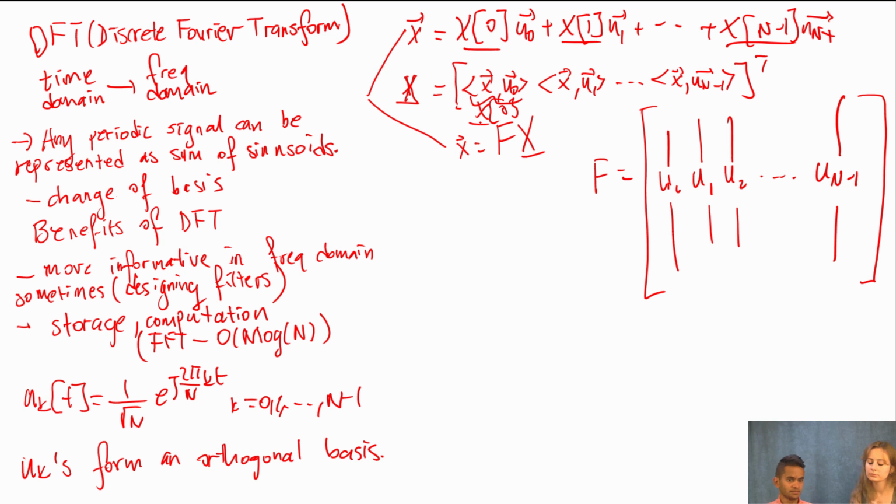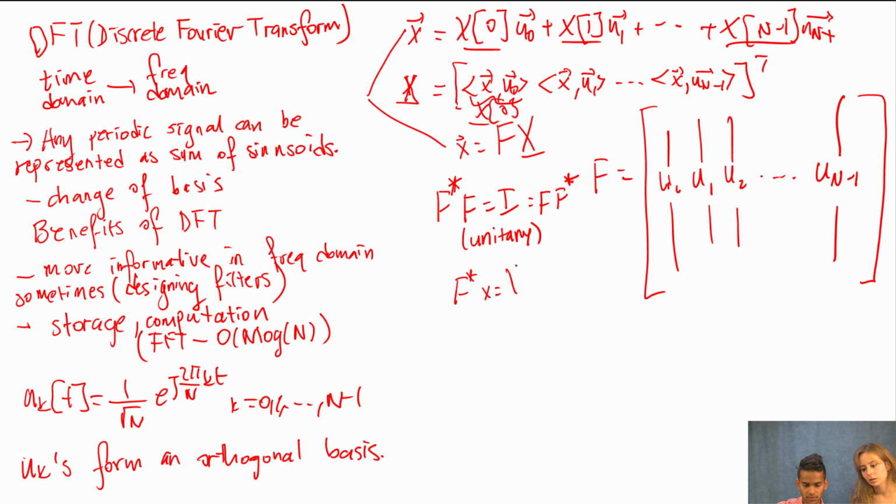Well, we just take the inverse of the F matrix. And the F matrix has this nice property, because it's an orthogonal basis, that it is unitary. So F star F is equal to the identity. Great. So using that property, we can change this into F star times x is equal to big X. And what is F star, if you can remind me?